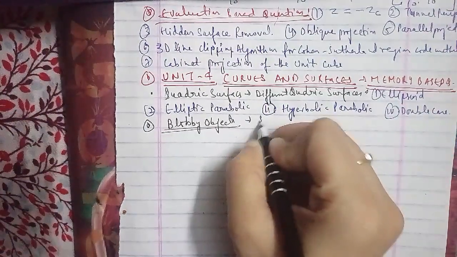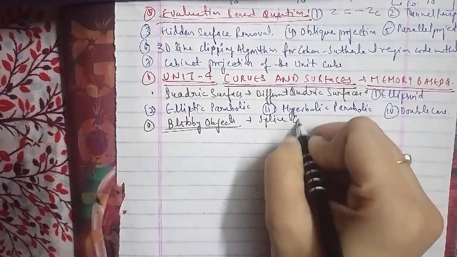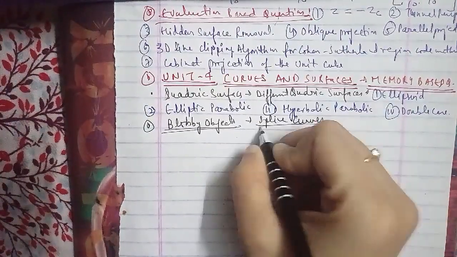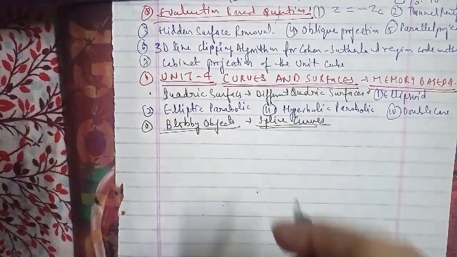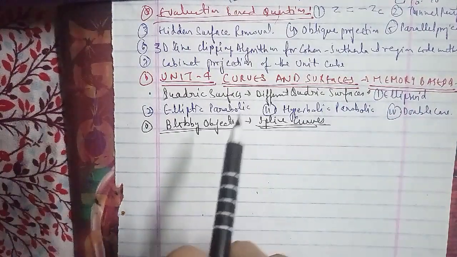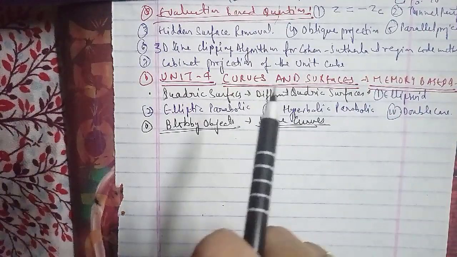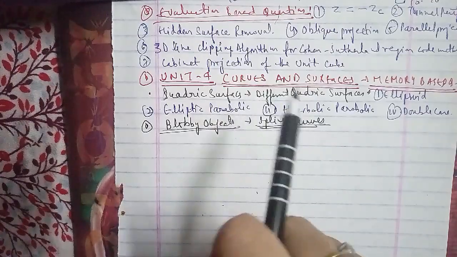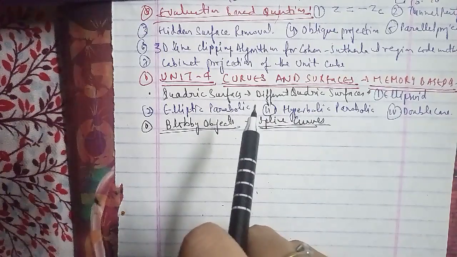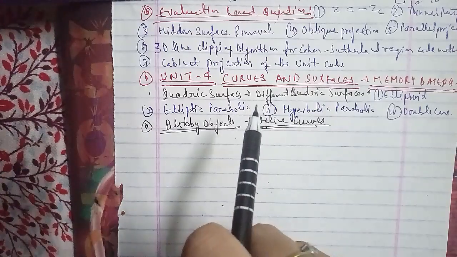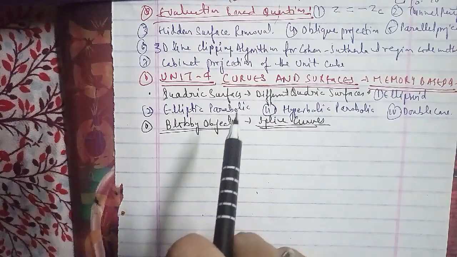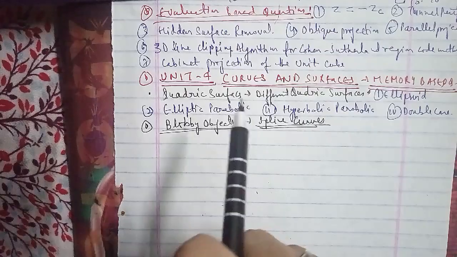Now we'll talk about the other question: write down the properties of Bézier curves. The first property is that it passes through the first and the last control point. It lies within the convex hull of the control points, and the sum of all the Bézier blending functions is equal to 1.